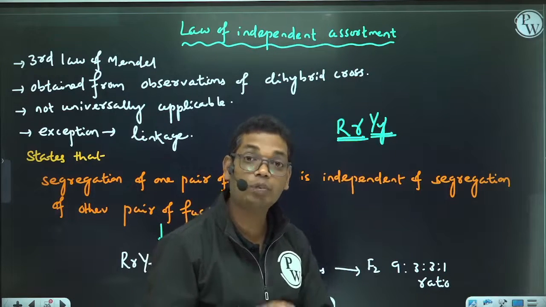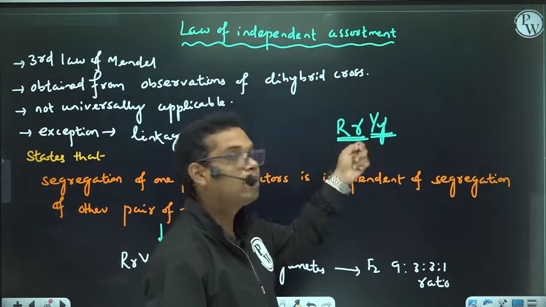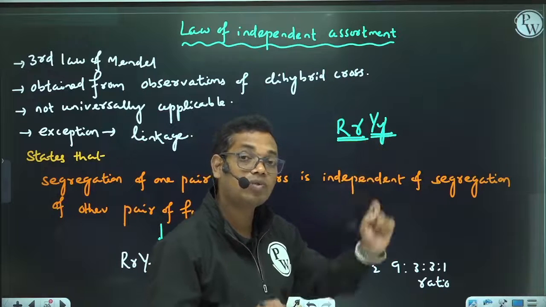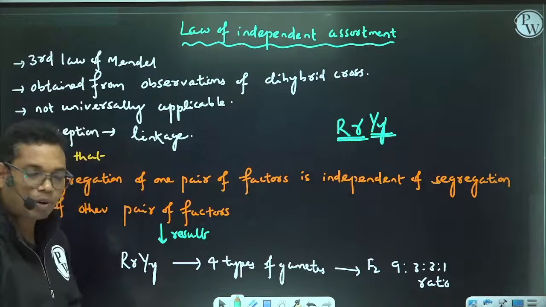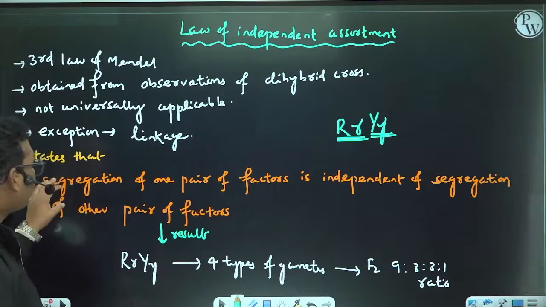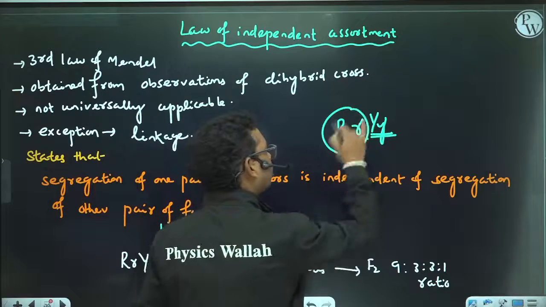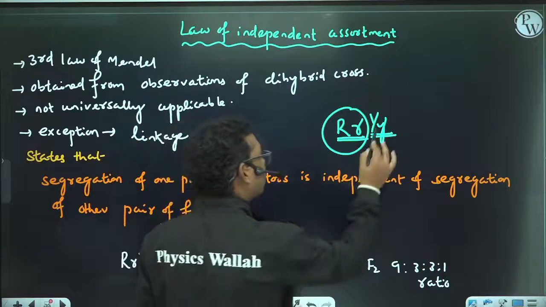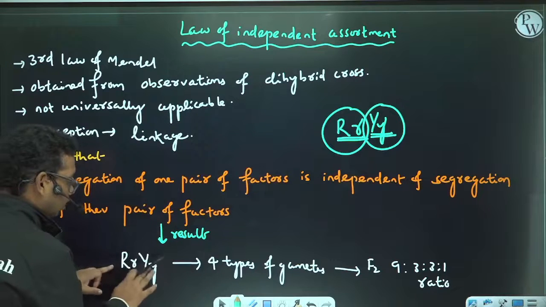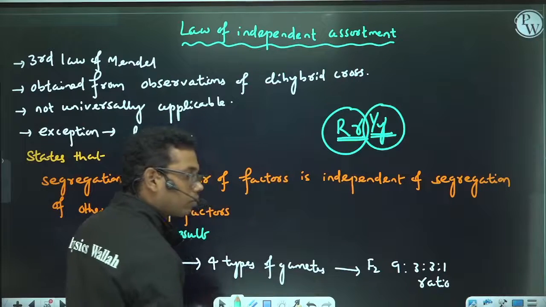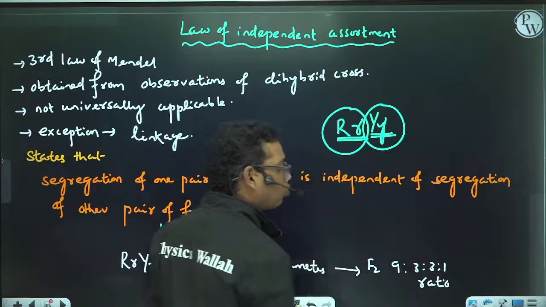Law of independent assortment. And because the separation of capital R and small r is independent of the separation of capital Y and small y, that is why 4 different types of gametes will be produced. How many? 4 different types of gametes will be produced. That is what I have written here. Because the segregation of one pair of factors, here capital R, small r, is independent of the segregation of the other pair of factors, capital Y, small y, that is why this one will produce 4 types of gametes. And because 4 types of gametes are produced, that is why the F2 phenotypic ratio is 9:3:3:1.